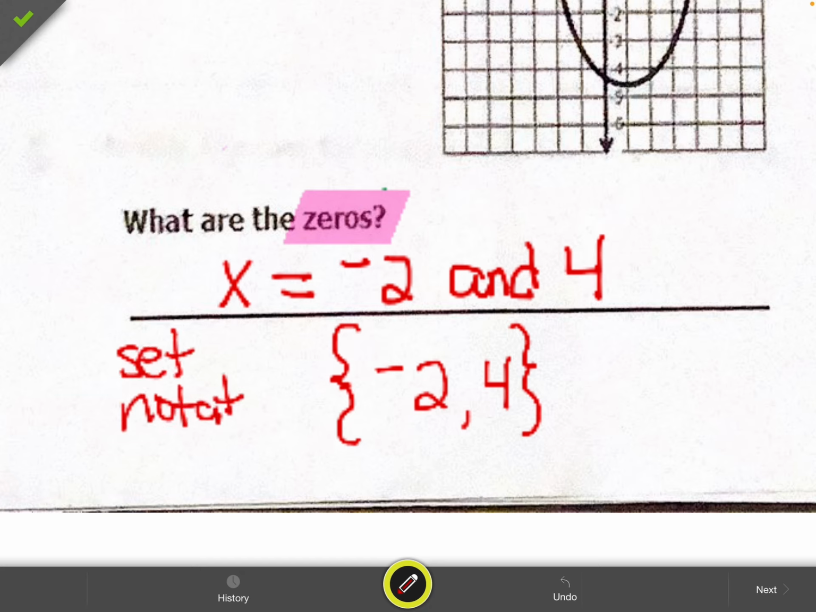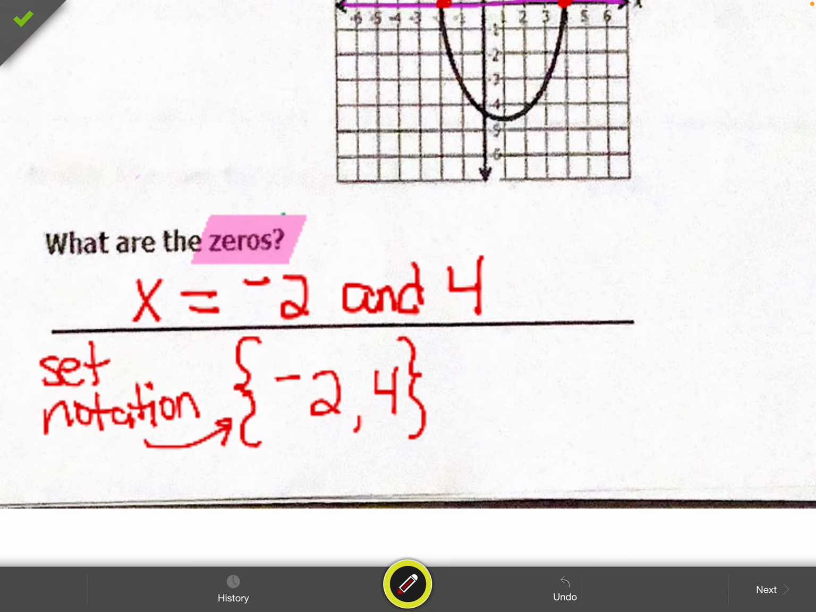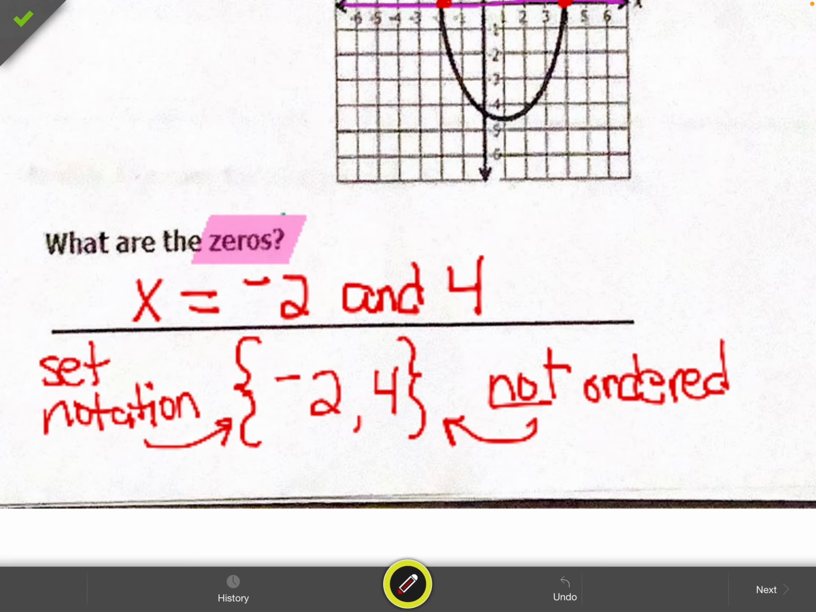Okay, and what set notation does is just give you a list of the answers. So instead of writing out x equals -2 and 4, you could also write it as the set of -2, and you would say and 4. It's not an ordered pair, if you feel like you need to write that. And again, the only way you can tell that is by the marking. This is not an ordered pair. It's set notation.